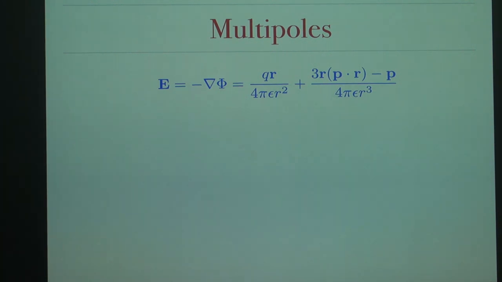And r squared is missing in the numerator. There is r squared in the first part. In the second part, it's r to the cube in the denominator, but in the numerator... Yes, and there is r squared. Sorry, yes. Well, nobody's perfect.